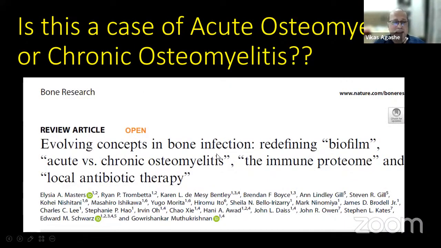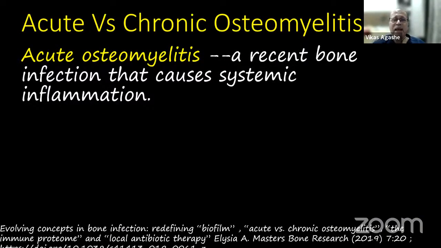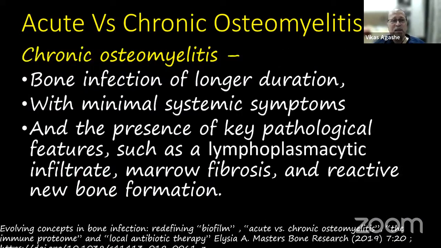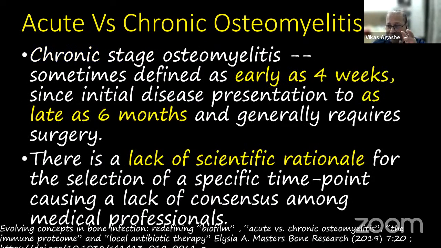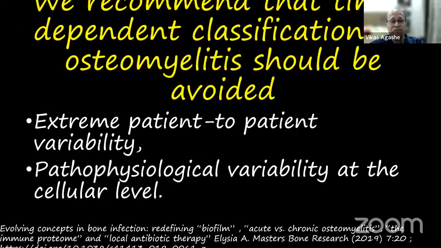Now this is something worth reading, a fantastic paper from somewhere in 2019: Evolving Concepts in Bone Infection: Redefining Biofilm, Acute versus Chronic Osteomyelitis, the Immune Proteome and Local Antibiotic Therapy. What they say is, though we say that acute osteomyelitis is bone infection that causes systemic inflammation and chronic osteomyelitis is of longer duration and treatment changes, it is very difficult to say when acute osteomyelitis ends and goes into chronic osteomyelitis. So there is a lack of scientific rationale for selection of a specific time point, whether it is acute or chronic. There is extreme patient-to-patient variability, and most important, pathophysiological variability at the cellular level.